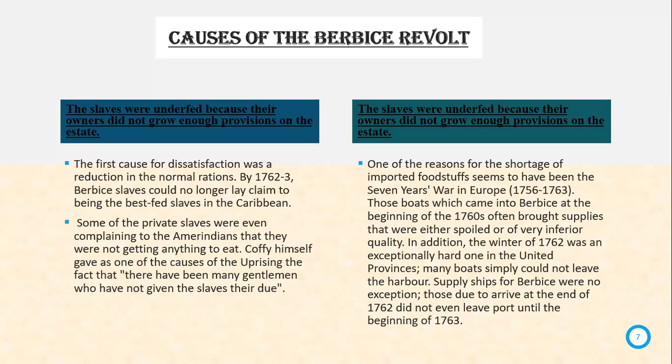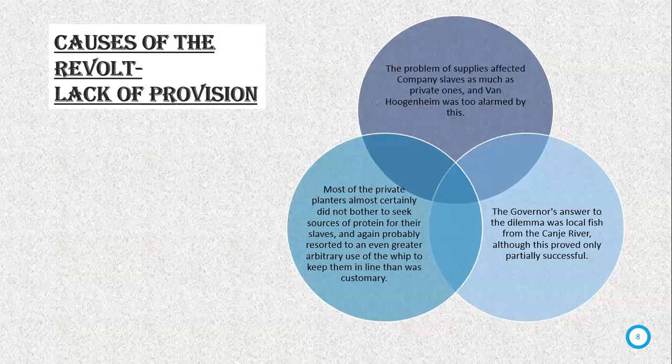In addition, the winter of 1762 was an exceptionally hard one in the United Provinces. Many boat supplies could not leave the harbor, and so supply ships for Berbice were no exception. Those that were due to arrive at the end of 1762 did not even leave the port until the beginning of 1763. This problem of supplies affected company slaves as well as private ones, and Van Hoogenheim, the governor of the colony, was alarmed by this. And so the governor's answer to the dilemma was local fish from the Canje River, but this only proved partially successful.